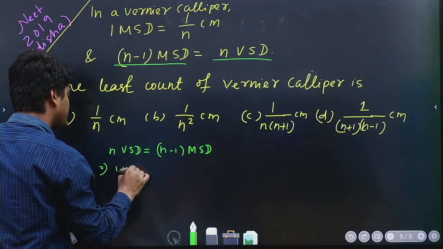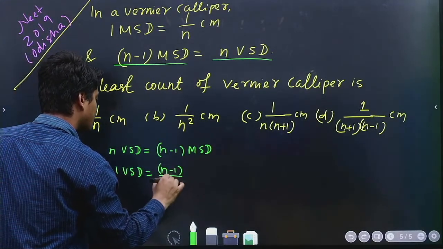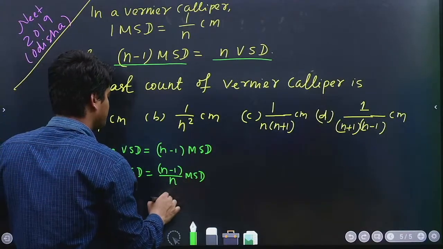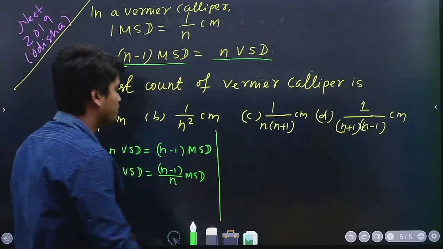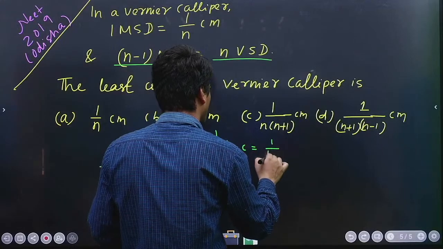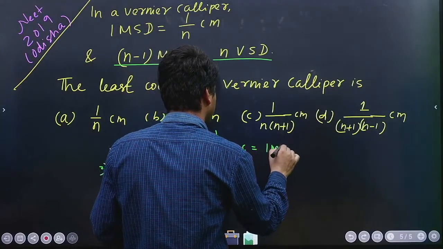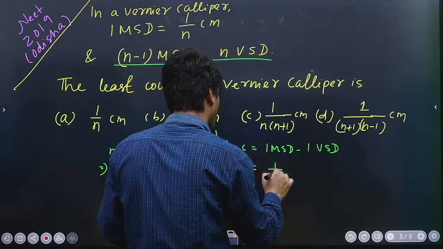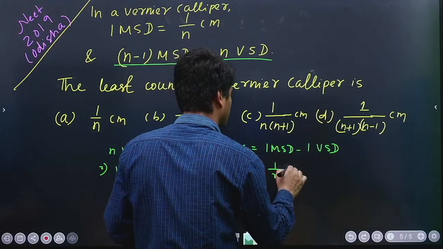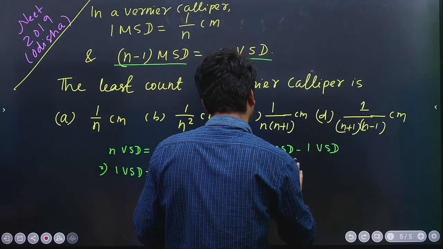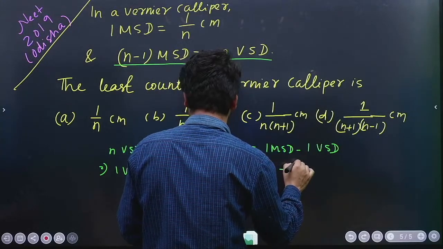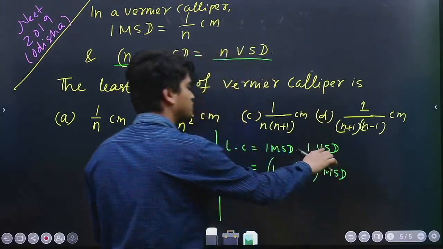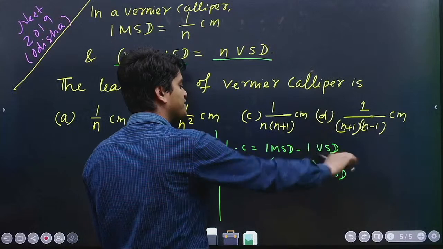Then 1 VSD how much? N minus 1 by n MSD. Yes or no? Now 1 MSD is already given. How much is it? 1 centimeter. Now least count how much? 1 MSD minus 1 VSD. Now 1 MSD how much? 1 by n centimeter minus 1 VSD how much? Or you can take common also: 1 minus n minus 1 by n into MSD, because I substituted n minus 1 by n and MSD taken common.